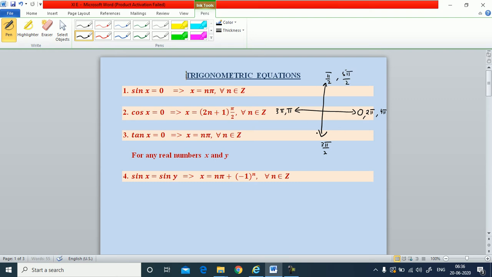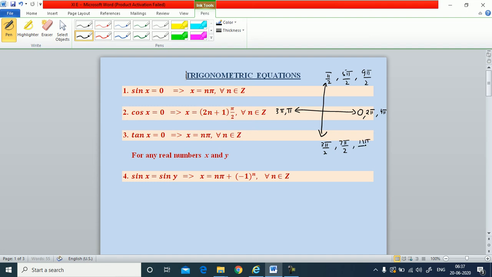Then go further 180 degree ahead, the angle will become 5 pi by 2 plus pi, which is 7 pi by 2. In this you again add 180 degree or pi radians, you will see the angle is 9 pi by 2, and so on. This will be then 11 pi by 2.